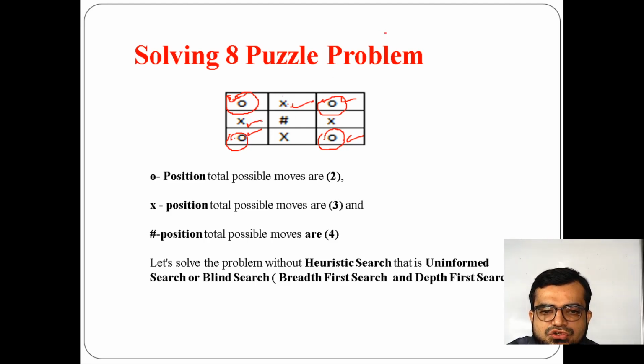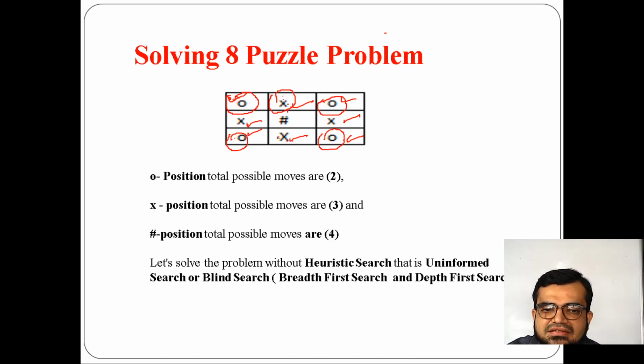1, 2, 3 and 4. So how many x are there? 4 x are there. These are the positions where you can move in only 3 directions. You cannot move in all 4 directions. For example, if I take this x now, you can move either left, right, or down. You cannot move this x in the up direction.